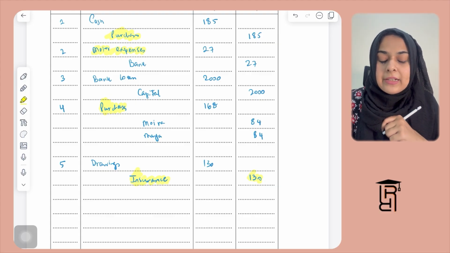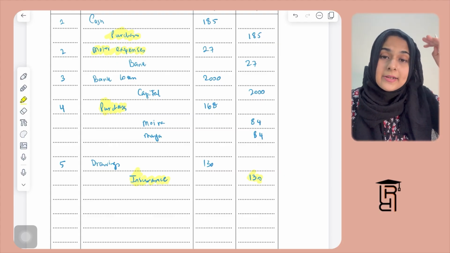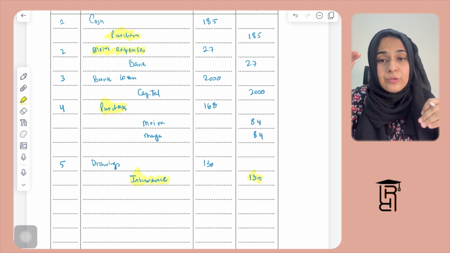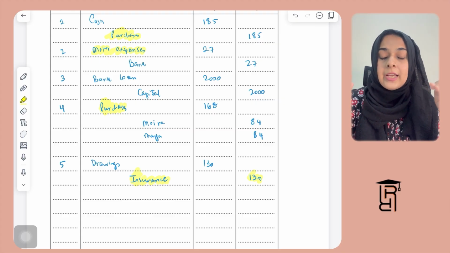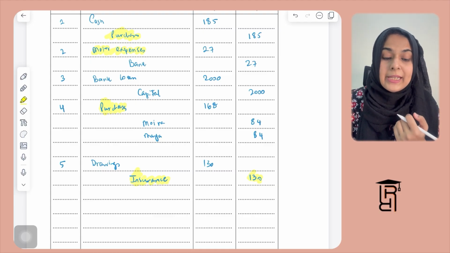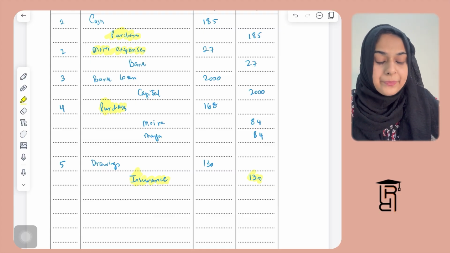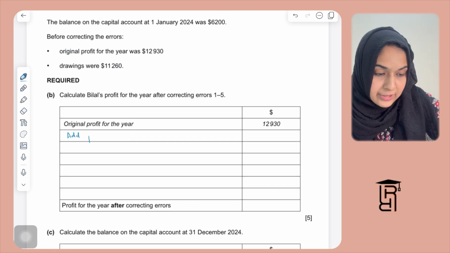So in the first entry, when I credited purchases, that means I am reducing the purchases, right? So purchases is basically added in the cost of sales section. So if you reduce the amount of purchases, your cost of sales will be reduced, right? So once your cost of sales is reduced, your profit because of this will increase. So I will add 185. So I'm going to write here add purchases, and I'm going to write here 185.